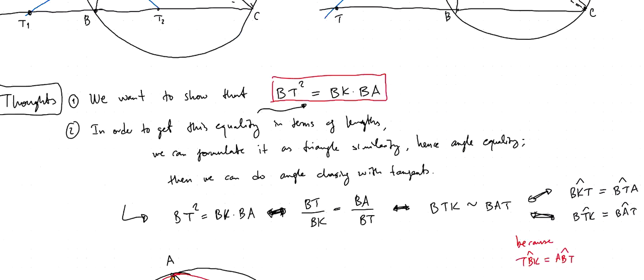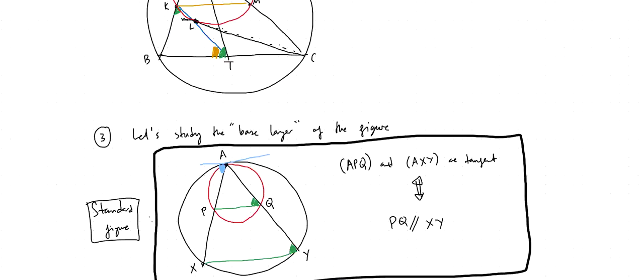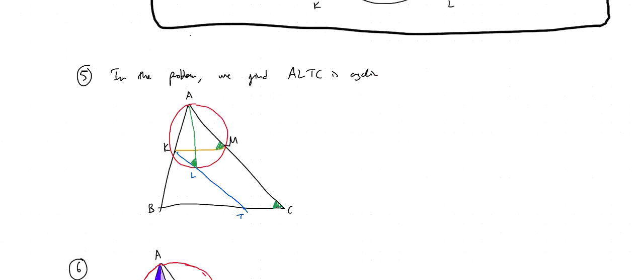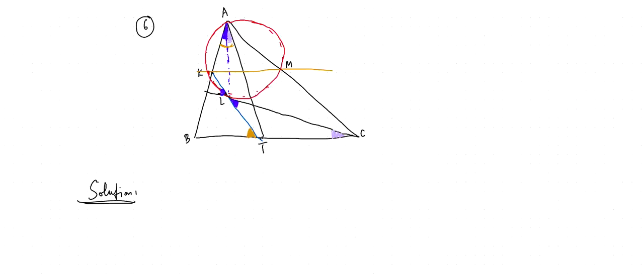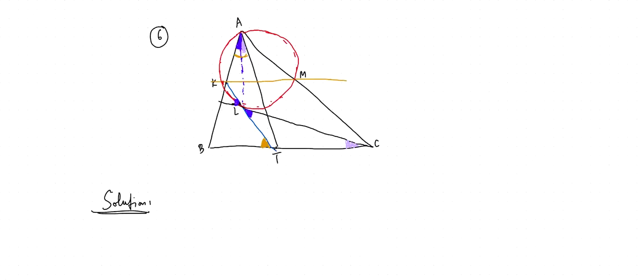Somehow you have to convert it to angles, and you have to do angle chasing. That's common, but the angle chasing part can be done in so many different ways. But this cyclicity of ALTC is also common to all the solutions as far as I can see. So, okay, this has been a collective effort solution. Very good.